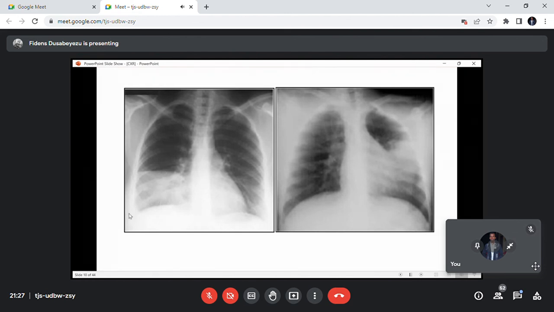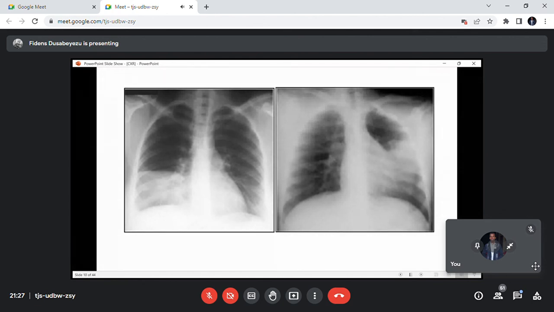I'm very sure that this is alveolar. It is not interstitial lung disease. It is alveolar. It's a patchy, irregular opacity, but there is some air passing through it.